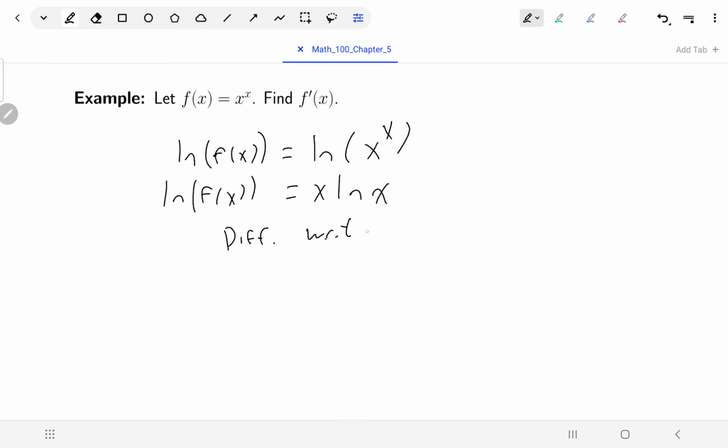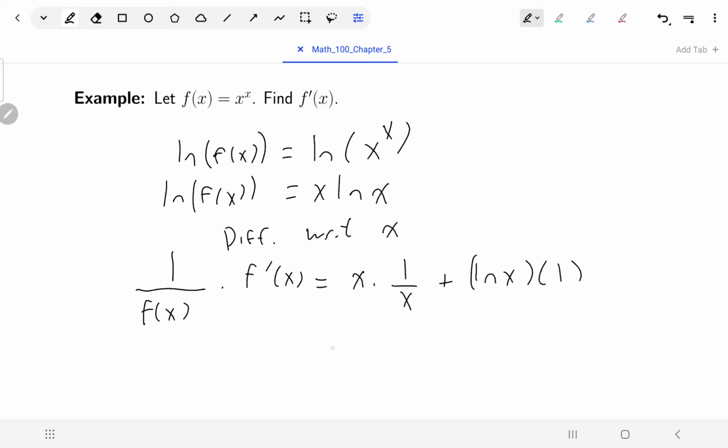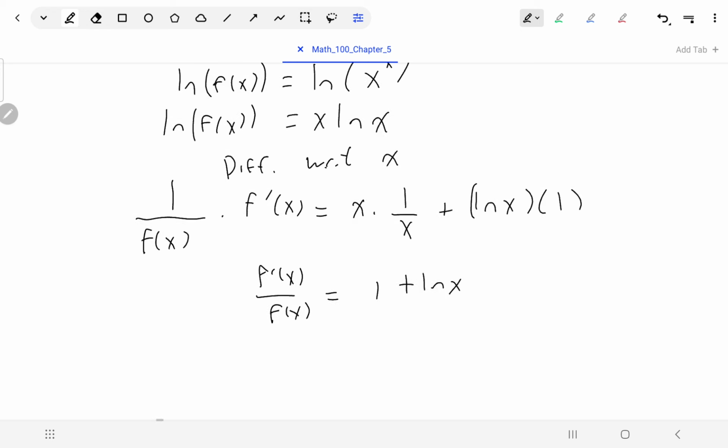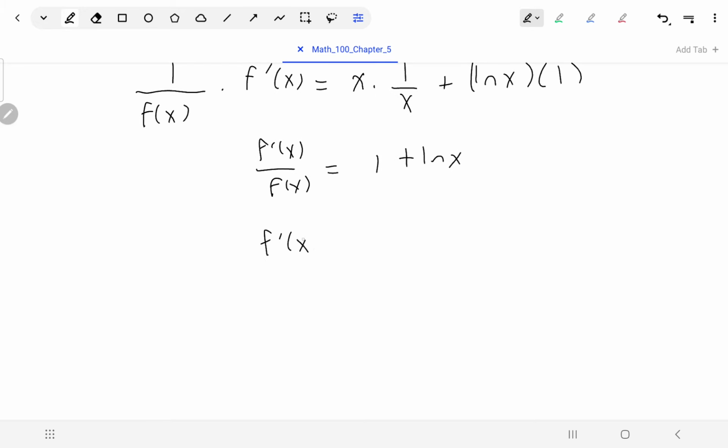So differentiating with respect to x, on the left side, the derivative of natural log is 1 over whatever it's the natural log of, and the derivative of f with respect to x is f prime. On the right side, I've got a little product. First thing as it is, derivative of the second, plus second thing as it is, times derivative of the first. So now we're pretty much finished, because I have f prime divided by f itself is 1 plus natural log of x. And so that means f prime is the original function, f of x, times 1 plus natural log of x. Or in other words, x to the x times 1 plus natural log of x.